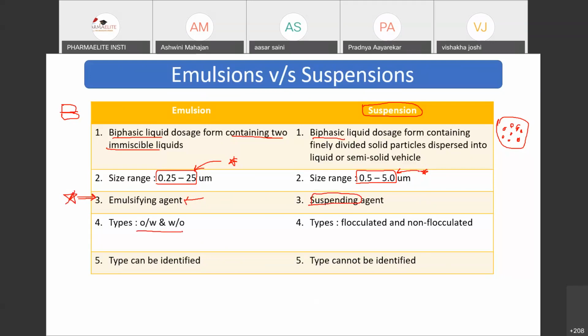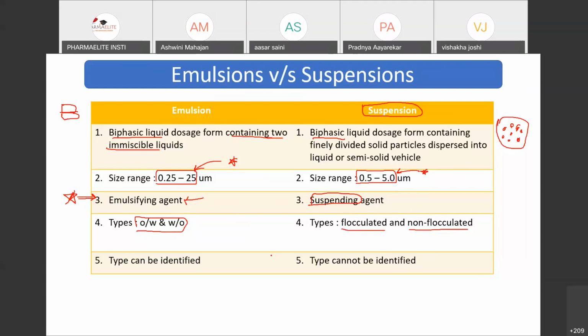With regards to types of emulsions, one is oil in water, another is water in oil. You can also have multiple phase emulsions, what we just discussed in the previous slide. In case of suspension, you have flocculated suspensions and non-flocculated suspensions. How are they different? We'll talk about flocculated and non-flocculated suspension in detail when we do suspension chapters.